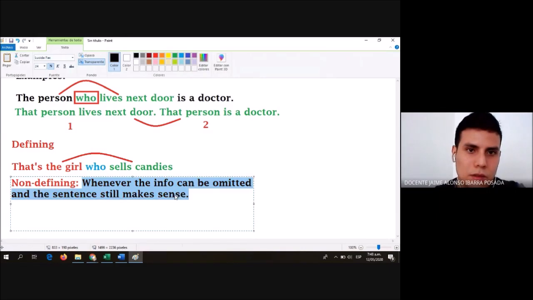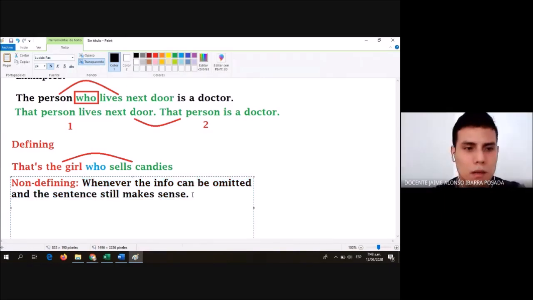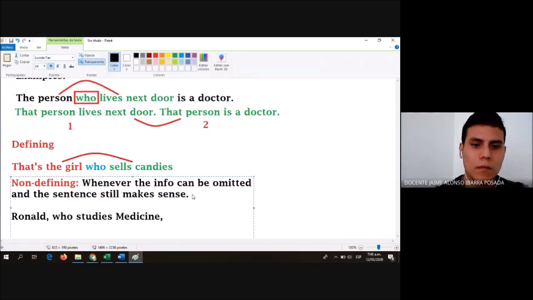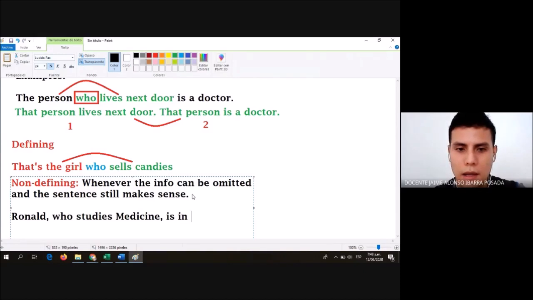So let's see an example. Ronald, who studies medicine, is in Florida.